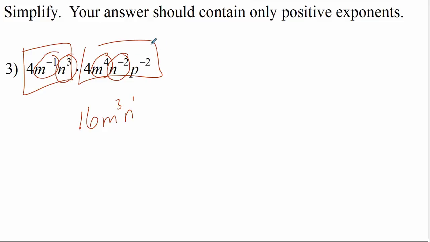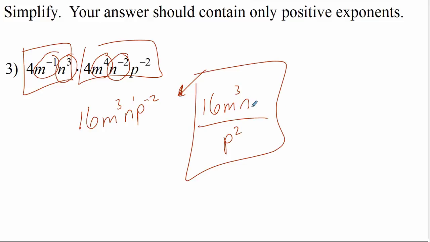Now, I don't have any more P's to combine with this, so this can't be done. I can't say that's my answer. You can't do that. Okay, that's no bueno. All right, this negative 2 right here has to be put in your denominator, so it's p to the 2. Now, I can write it as n or n to the 1. It doesn't really matter, but this is your answer. This is how we do it. Okay, let's go do some more problems.